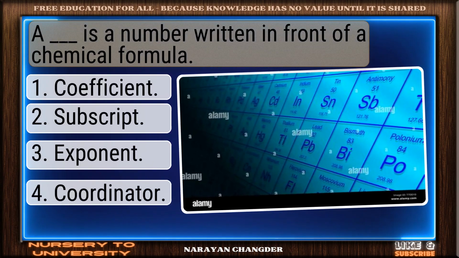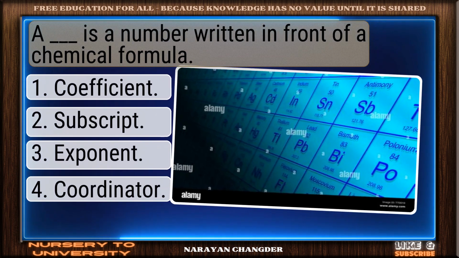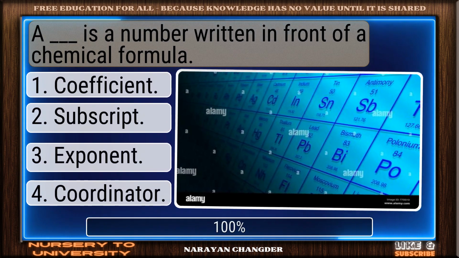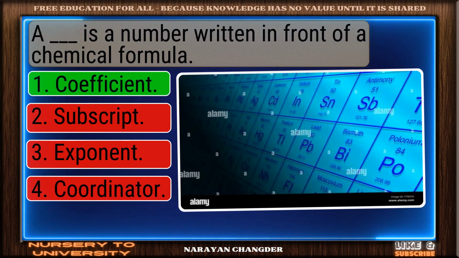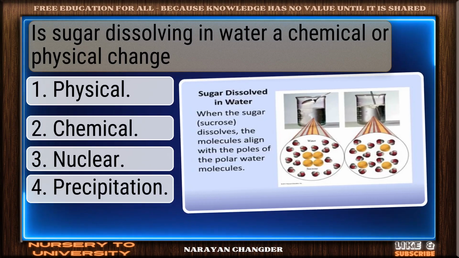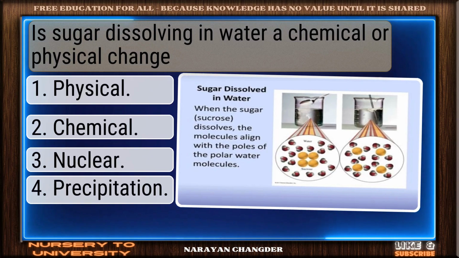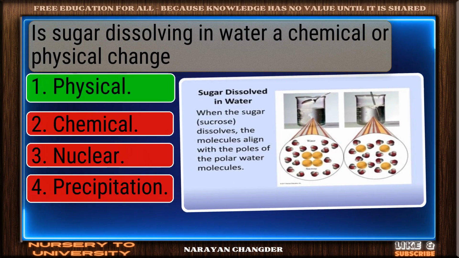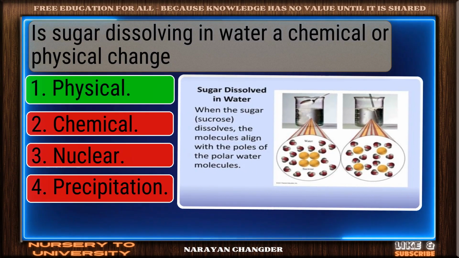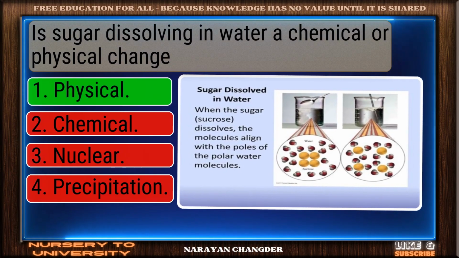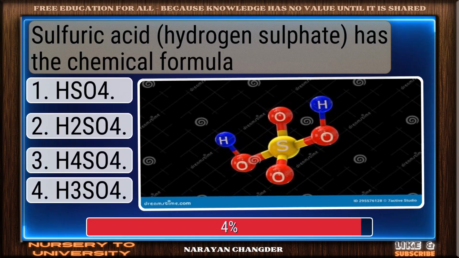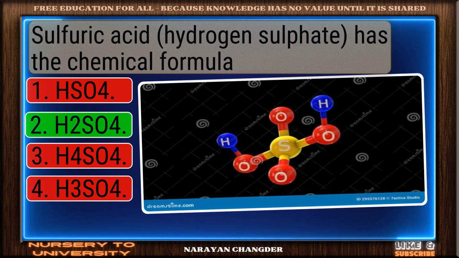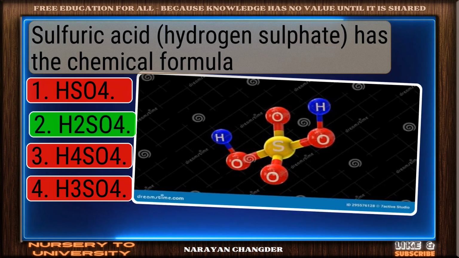A dash is a number written in front of a chemical formula. Great job. Coefficient is the accurate answer. Is sugar dissolving in water a chemical or physical change? Sharp thinking. Physical is the right choice. Sulfuric acid has the chemical formula... Nice selection. H2SO4 is the correct and valid answer.